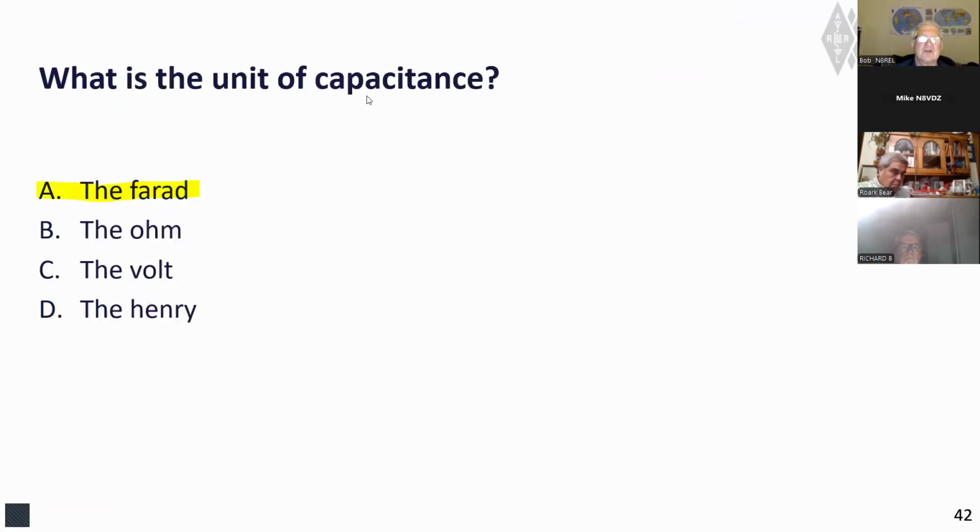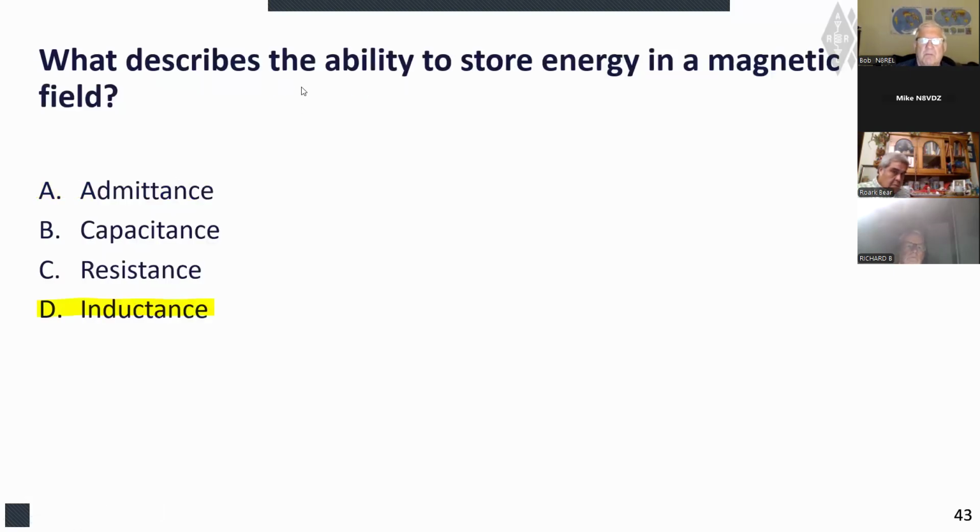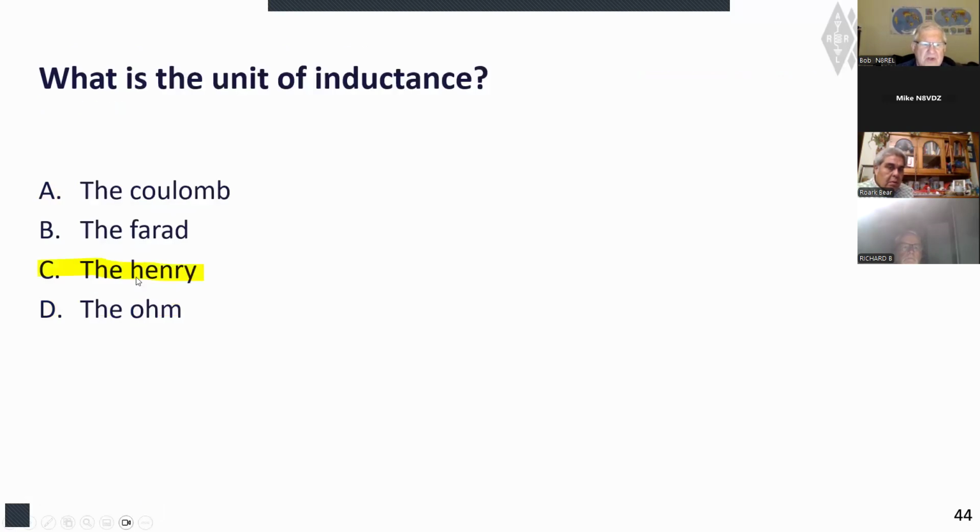The unit of capacitance is the farad. And like Jerry told you, 1 farad is a very, very large quantity. The ability to store energy in a magnetic field, that's inductance. And a unit of inductance is the Henry. Again, named after a guy who, not surprisingly, his name was Henry.